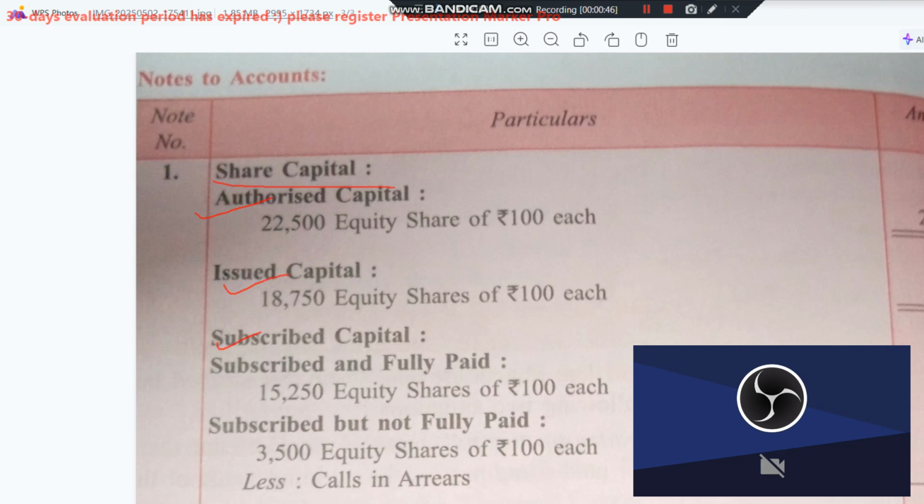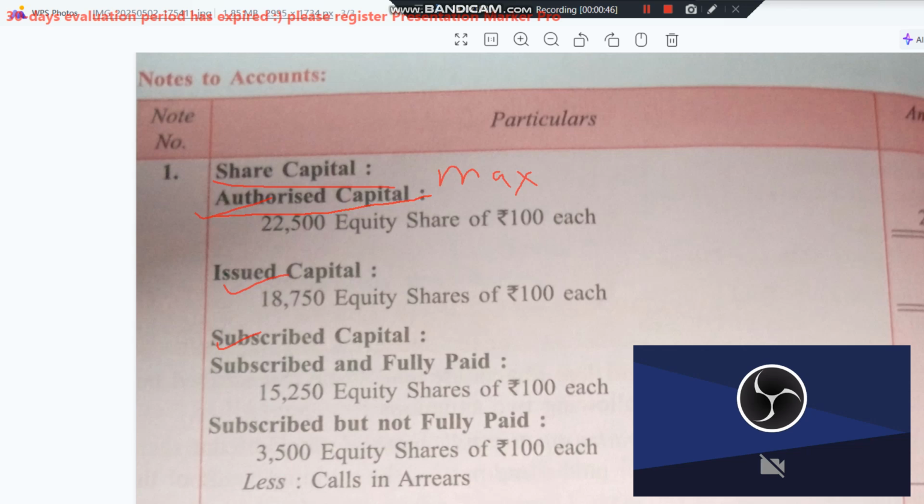Authorized capital is the amount which is stated in the memorandum of association, and also this is the maximum capital that a company can issue as shares during its lifetime. So the maximum capital which the company can allow to be issued as shares during its lifetime is called an authorized capital.